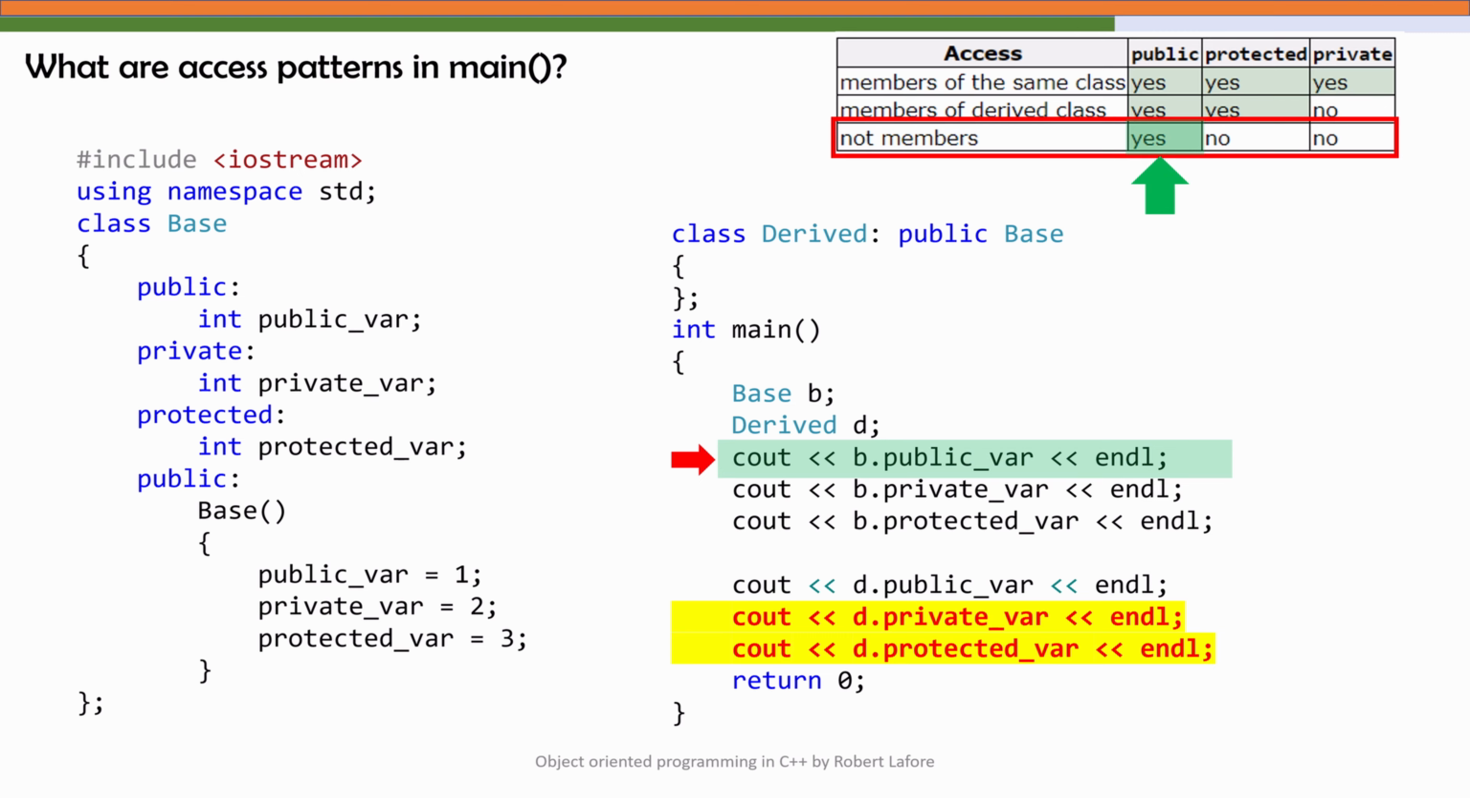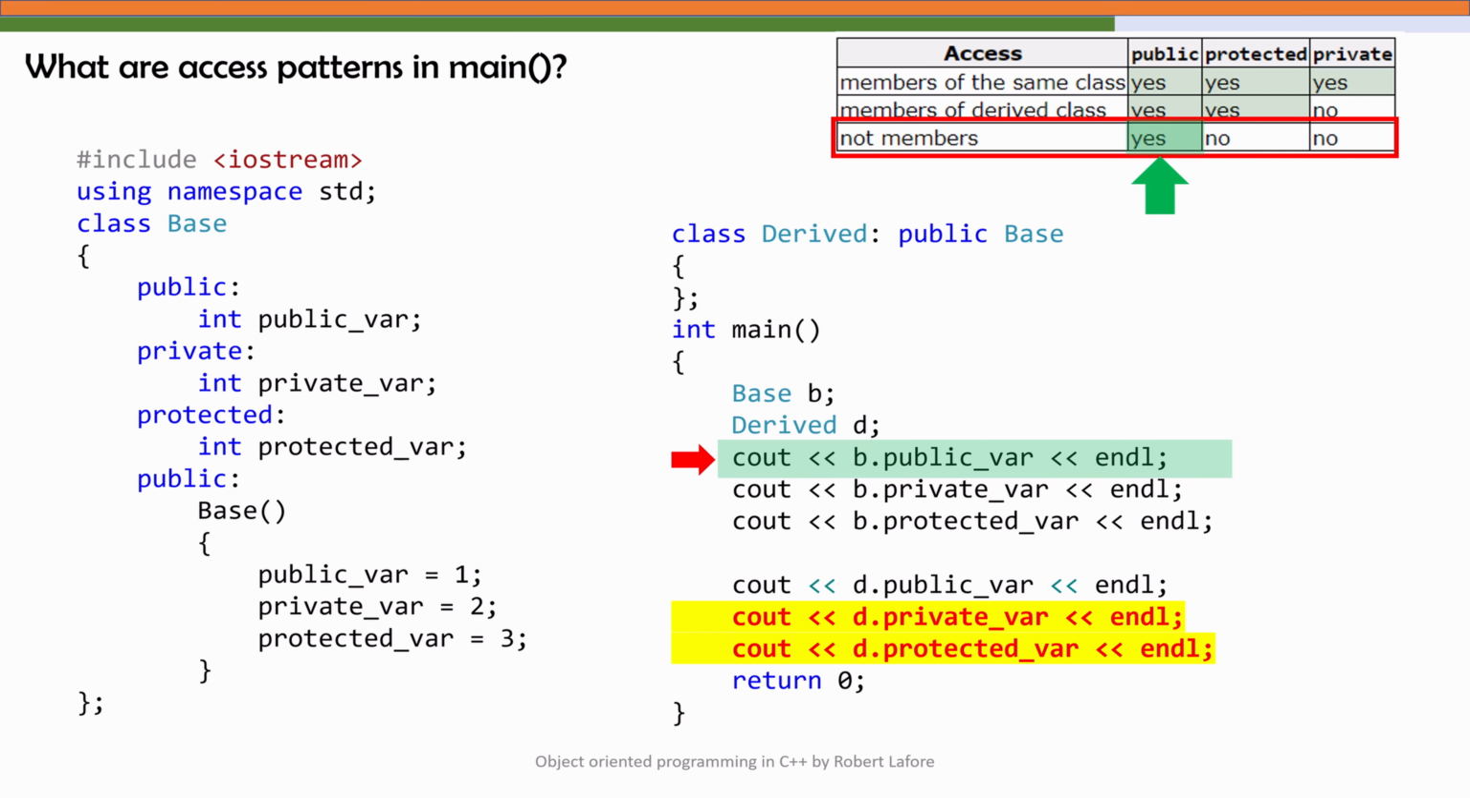In the main function, we have created two objects, one of the base and second of the derived class. Then we are trying to access these three variables from both the objects. So let's look into this step by step again. Accessing public_var works perfectly fine.